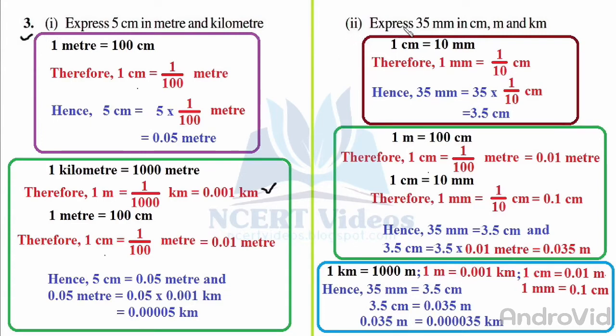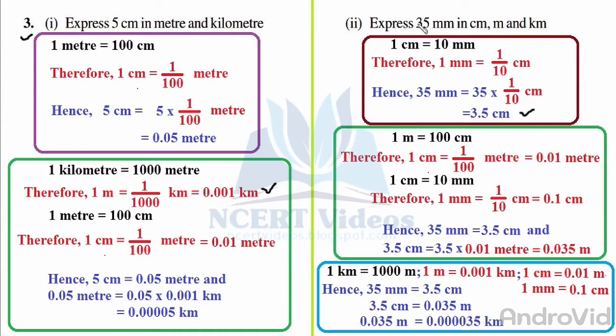Now second, express 35 millimeter in centimeter, meter, and then kilometer. So this is the conversion factor. 1 centimeter equal to 10 millimeter. Therefore 1 mm will be 1 over 10 centimeter. Simply unitary method. Hence 35 will be multiplied with this. So you write 35 by 10, 1 0. So placing the decimal after 1 digit towards the left hand side. So this is your 3.5 centimeter.